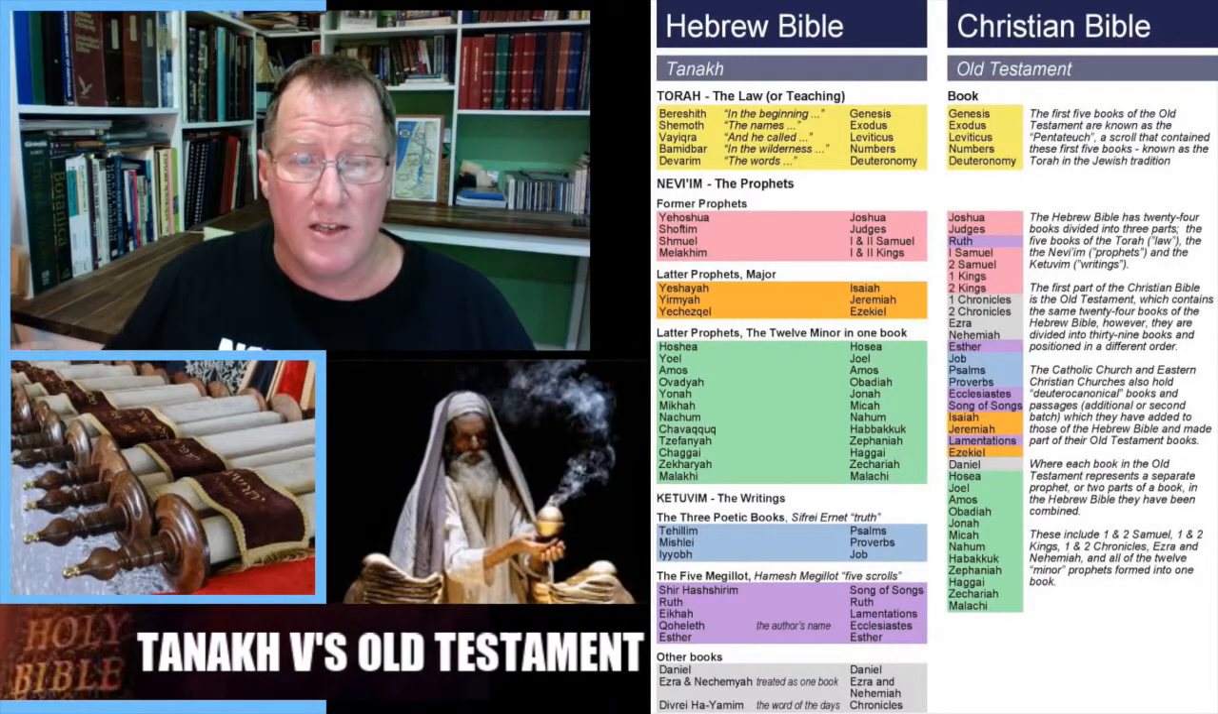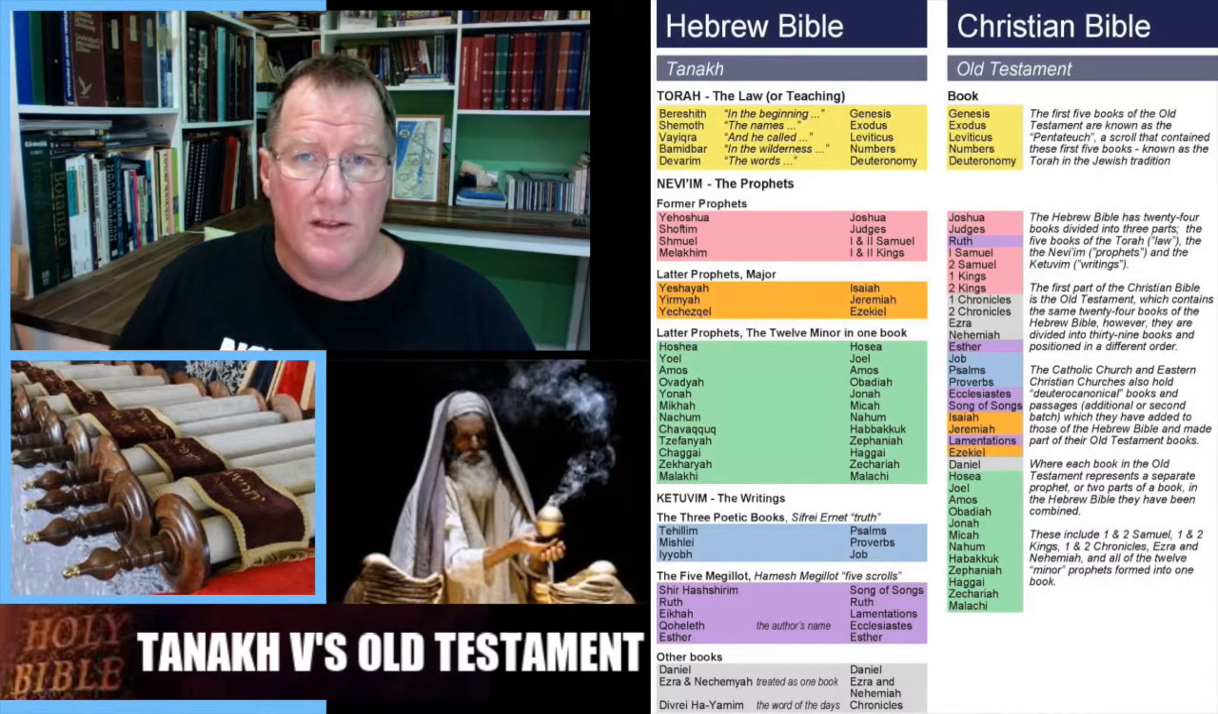So again, you can see there's an organisational difference in the books, but the actual content itself remains exactly the same. Going back to the Torah, those first 5 books of the Bible, they are exactly the same as the first 5 books of the Christian Bible. So Genesis, Exodus, Leviticus, Numbers, and Deuteronomy, they all remain exactly the same.